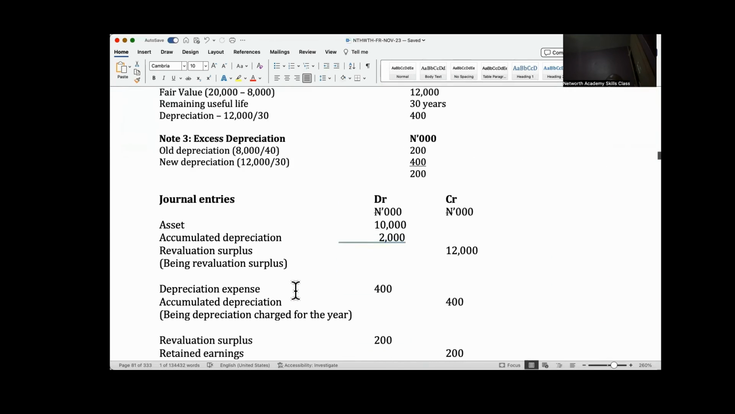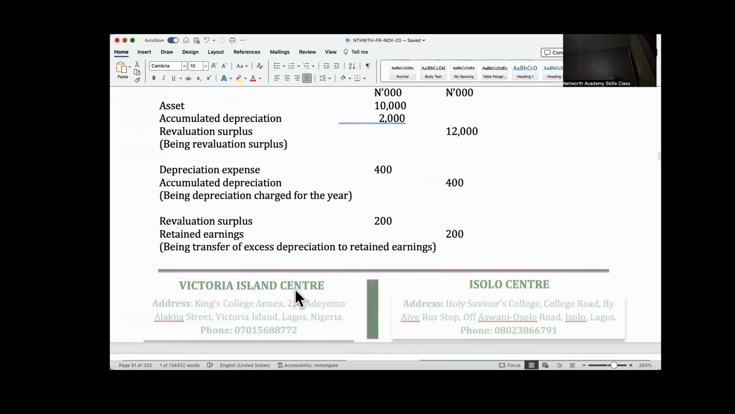Okay, this is more tedious than the previous ones we have done. Is there any aspect of it you don't understand for me to re-explain? Any aspect?